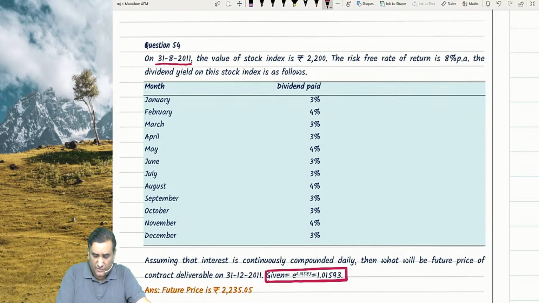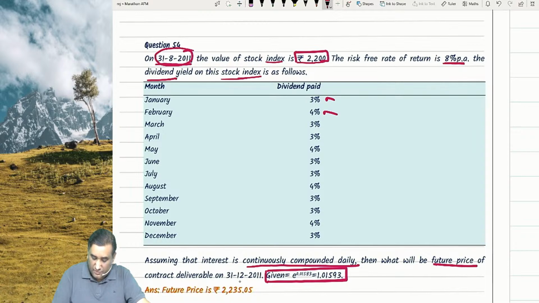Based on 31/8/2011, stock index values, risk-free rate 8% per annum, dividend yield on this stock index. These are the dividend yields. This means per annum, actually based on the monthly annualized, it is 3% if it's January, 4% if it's February, March, and we are standing on 31st August 2011. The value has to be calculated. What should be the price of the contract on December, 4 months?